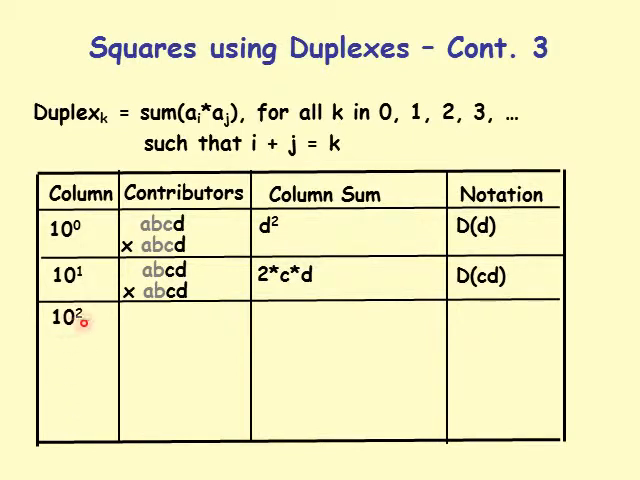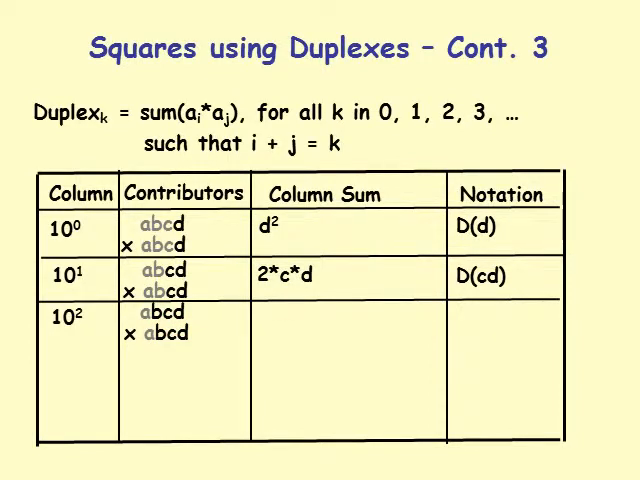Our next column, the 10 to the power 2 column, which is 100. The contributors are, we can get the product from here: B times 100, times D, or D times B, B times 100. These are the tens column here, add this C times C. So the product in the 10 squared column is BD plus BD, which is 2BD plus C squared.